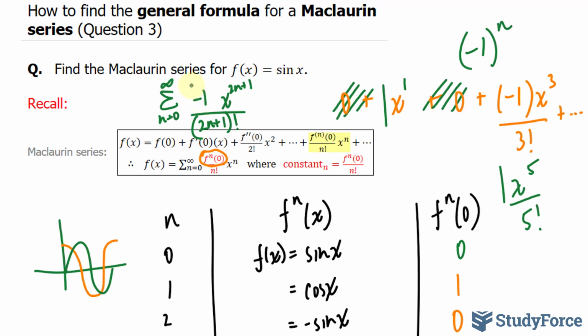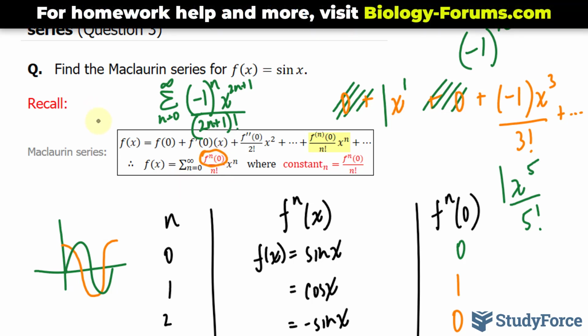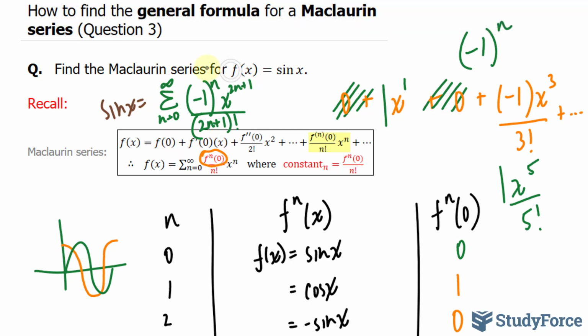So I'll write down negative 1 to the power of n, which represents this part. Therefore, our general formula for sine x is equal to what's written in green. And there you have it. That is how to find the general formula for a Maclaurin series.